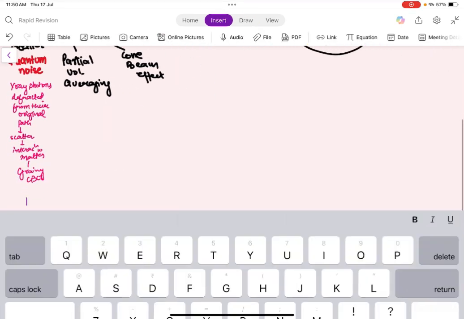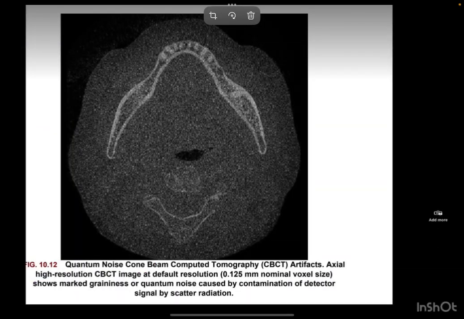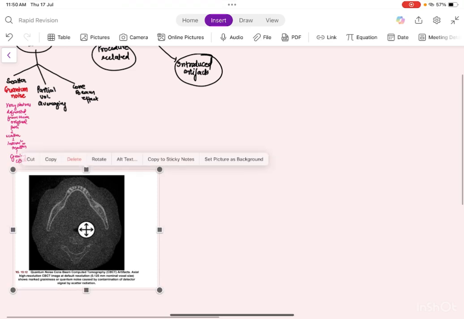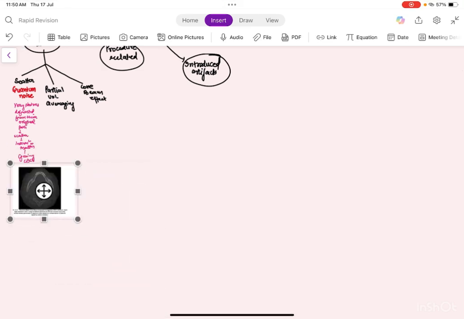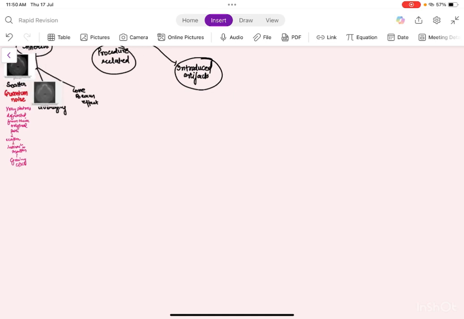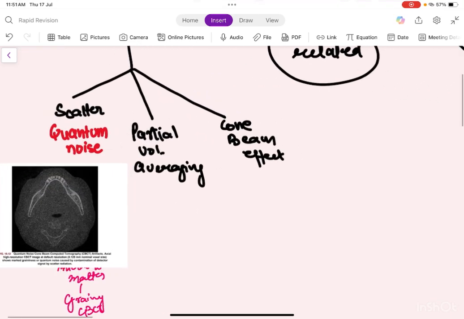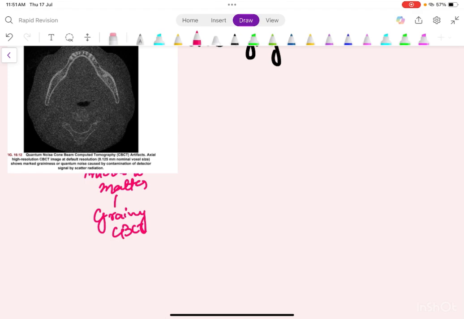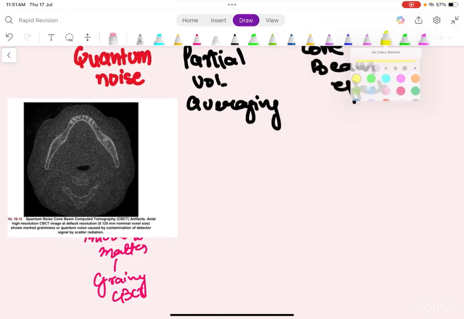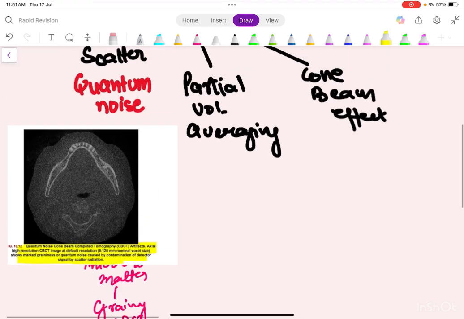Now I'll just tell you with a picture. Understand it through the photograph so that it stays in your mind for a long time. So I'll just put it here. So this is our quantum noise. Quantum noise is scatter. Basically it shows graininess by the contamination of the detector by single scatter radiation.